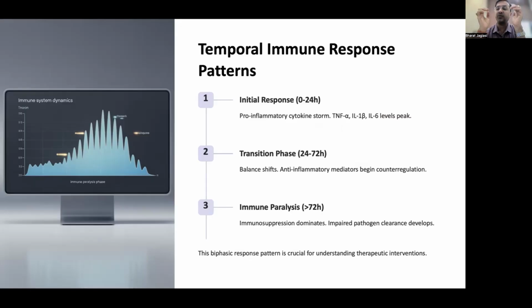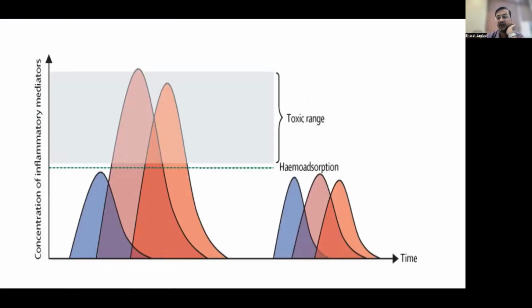So what we look into is the temporal immune response pattern to sepsis. The initial response is a pro-inflammatory cytokine storm, followed by the transition phase, which is a balance shift, and then there's the immune paralysis, which leads to the development of secondary infection. So we have the hyperinflammatory phase, then the immune suppression phase.